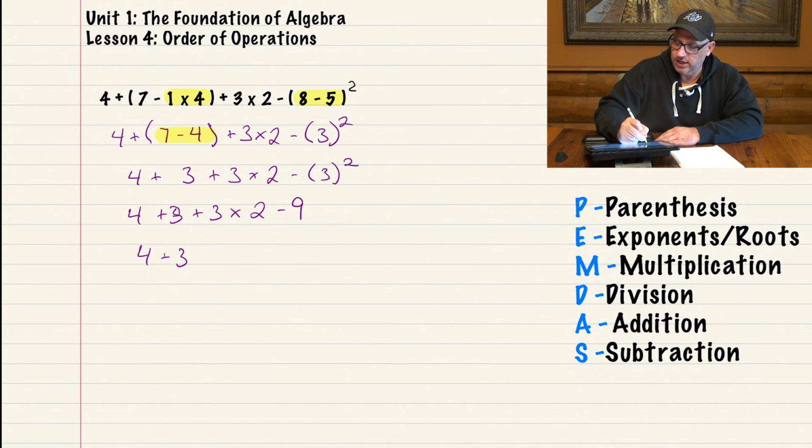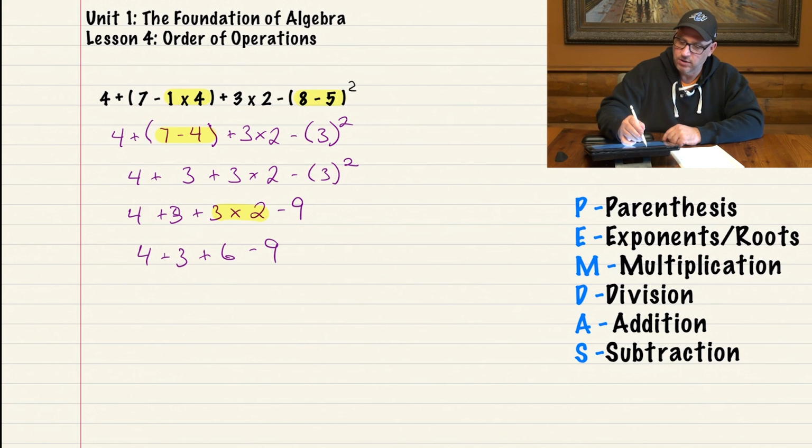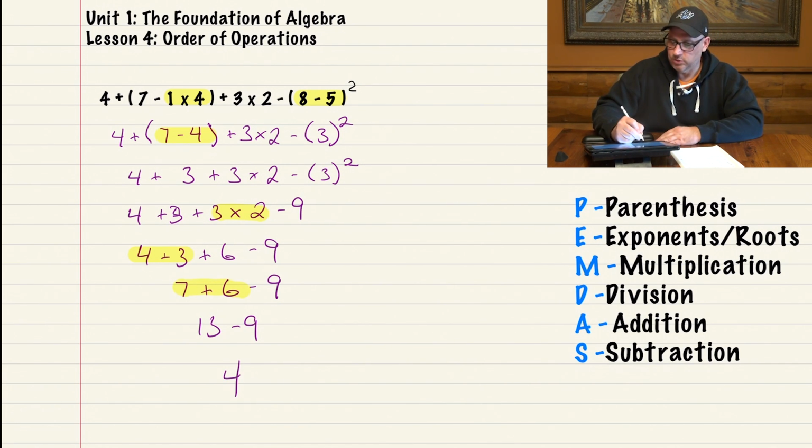4 plus 3. And then this is the part I'm doing right here. 3 times 2 is 6, so this will be plus 6 minus 9. And then I have addition, subtraction. That's a group, so we do it as it occurs from left to right. So the first thing I'm going to do is 4 plus 3. That's 7 plus 6 minus 9. And then again, left to right. So I have this, and that's 13 minus 9. And then all I have left is 13 minus 9, which is 4.